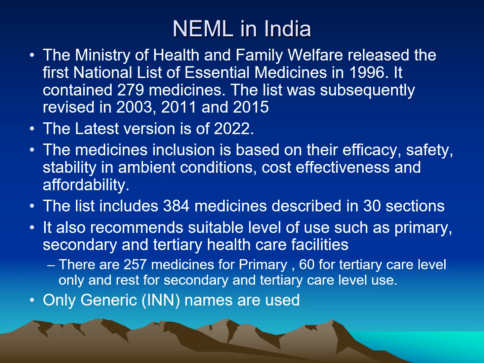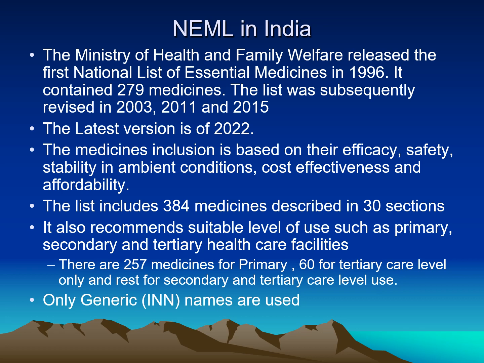The medicines included are based on their efficacy, safety, stability in ambient conditions, cost effectiveness and affordability. The list includes 384 medicines which are described in 30 therapeutic sections. It also recommends a suitable level of use of the medicine. For example, there is a primary list, a secondary list, and a tertiary list.